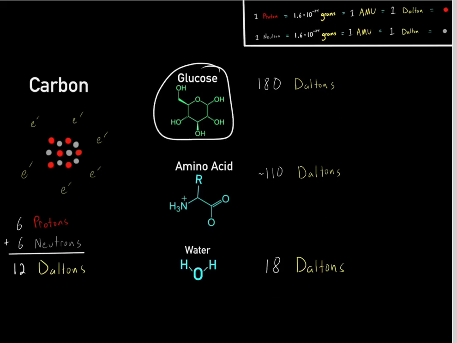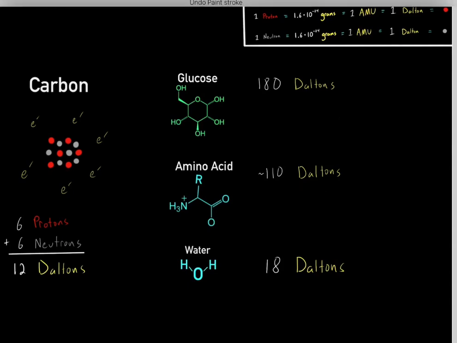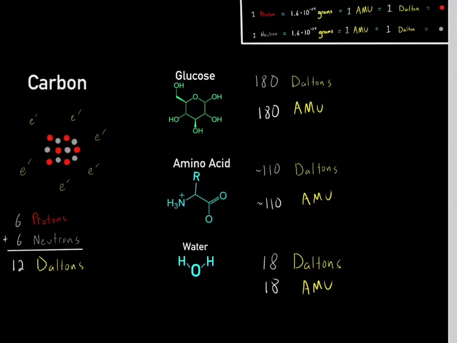And what about the mass of a glucose molecule? Well, if you were to add up all the protons and neutrons in this molecule, you would get a mass of 180 Daltons. So biochemists like to use Daltons when referring to the mass of different molecules. But remember, based on our key up here, 1 atomic mass unit is the same as 1 Dalton. So if a glucose molecule has a mass of 180 Daltons, it also has a mass of 180 atomic mass units. These mean the same thing. And the same thing with amino acids and this water molecule.